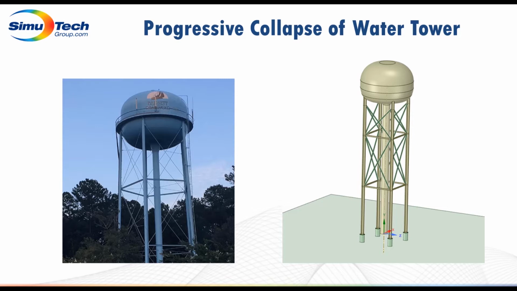We will be simulating the collapse of a water tower when subjected to catastrophic damage to one of the supporting columns. First, we are interested to see if loss of the column will cause collapse, and secondly, what does the progressive collapse of the water tower look like and what sort of damage might it cause to surrounding structures.